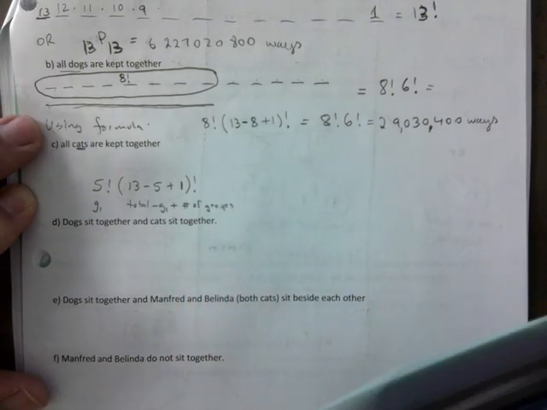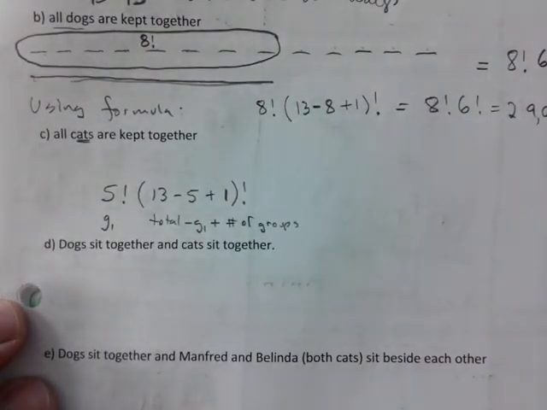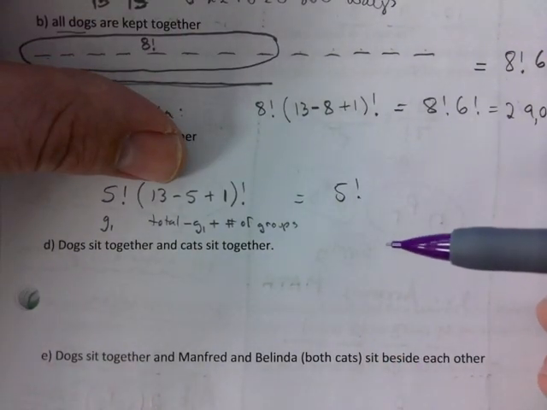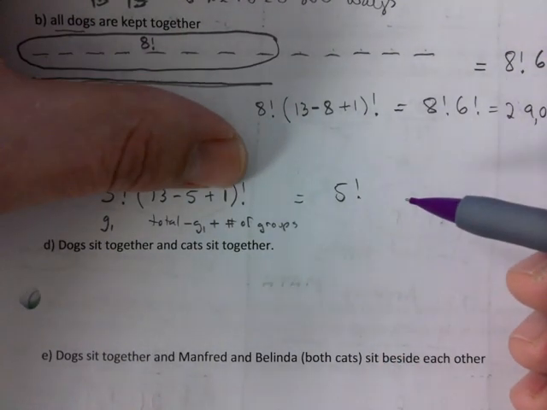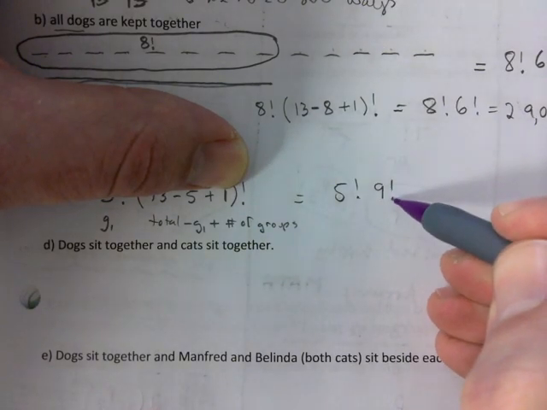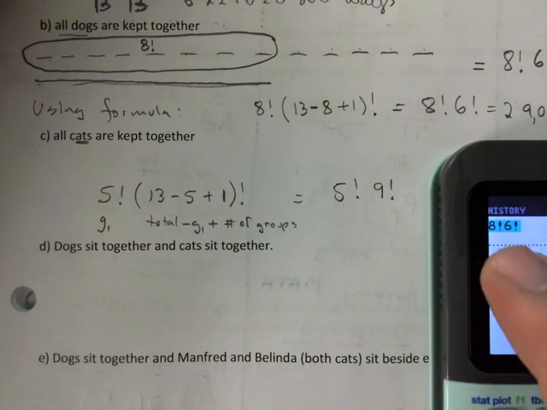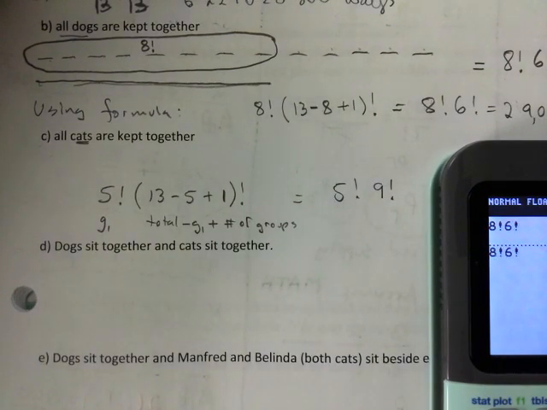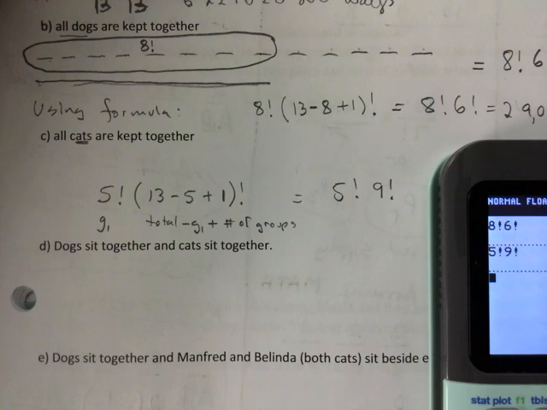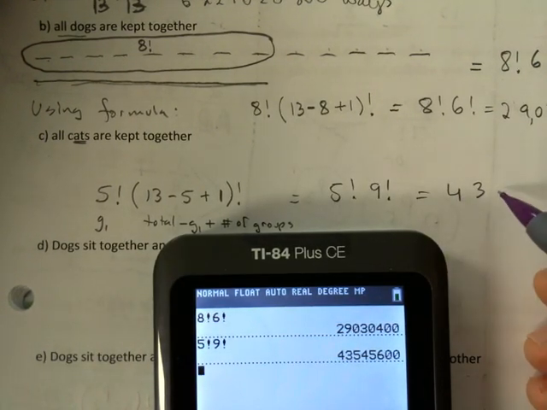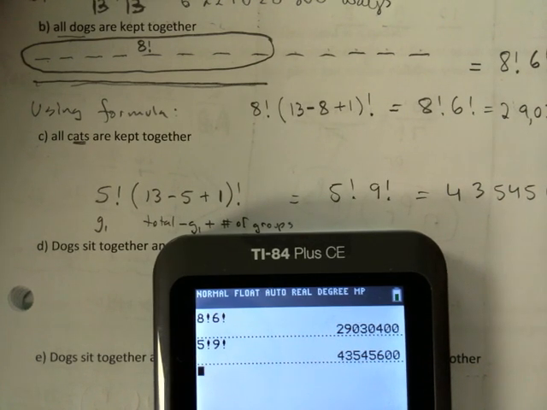That's what I've done there. There you go. So that'll be 5 factorial. 13 minus 5 would be 8, plus 1 is 9. Okay. So I'm just going to copy paste my previous work and just replace 5 and 9 just like that. It's 43,545,600.